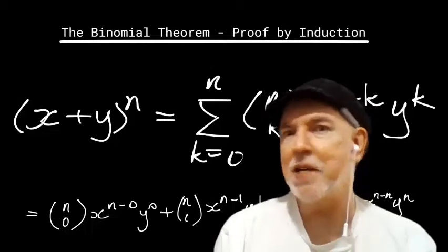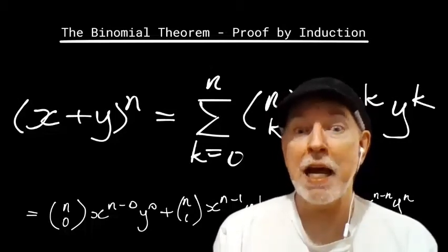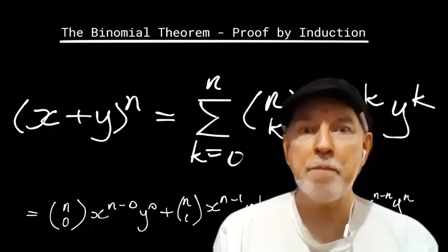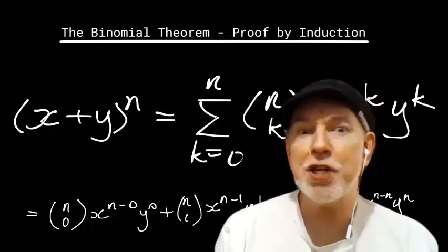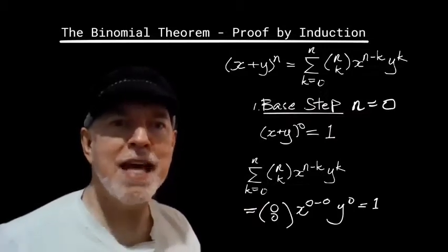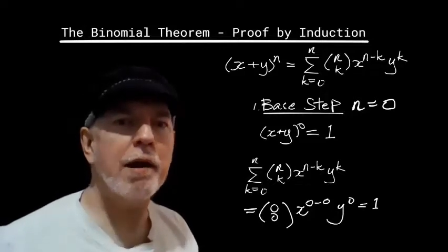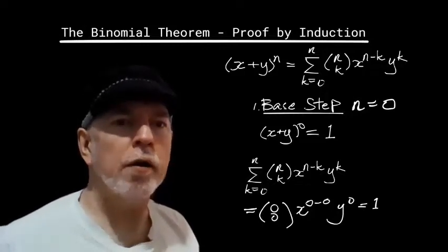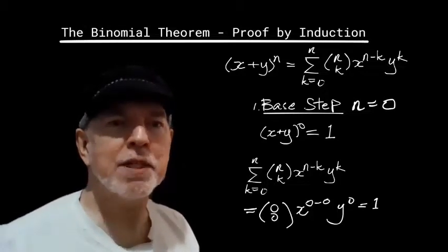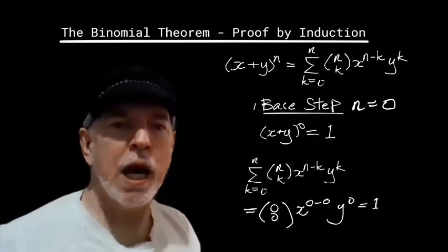I have behind me the binomial theorem, and today we're going to prove it by induction. You may recall that the process of proof by induction involves two steps. Here we have the base step, where we choose n equals 0 and we demonstrate the theorem using that value.